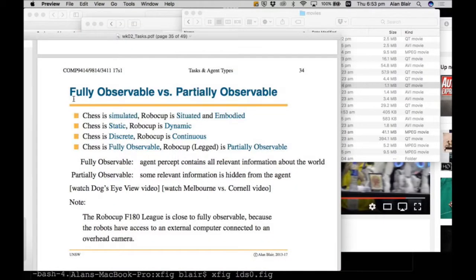Okay, so now, is Robocup fully observable? No, so we call it partially observable. Now I should explain a little bit more about the rules. In that particular league, the robots are allowed to communicate with each other, but they're not allowed to communicate with an off-board server. So they may get some information from what the other robots are seeing, but they don't have the full information.